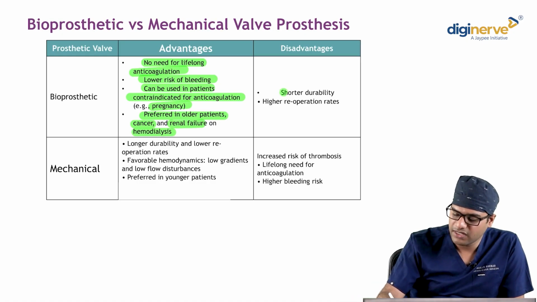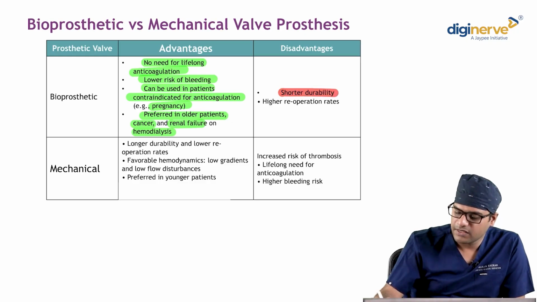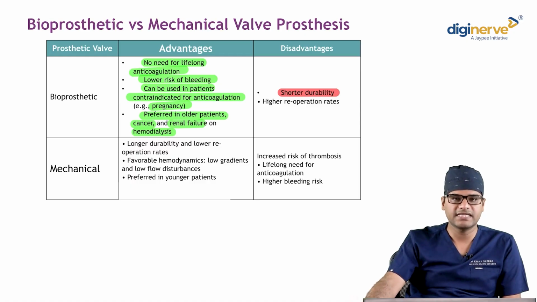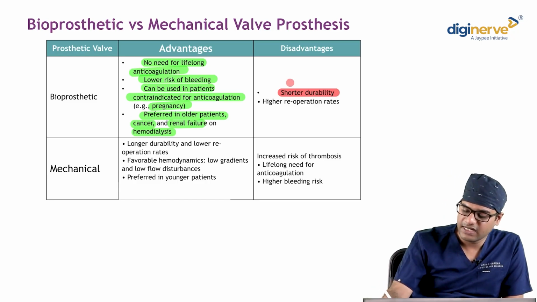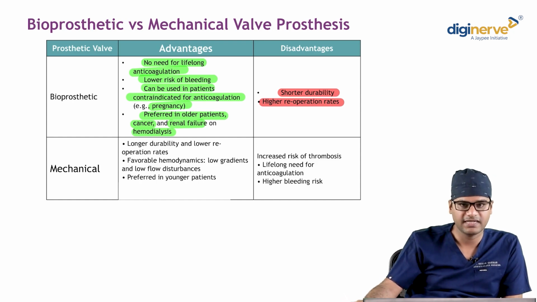Next, preferred in older patients, cancer patients, and renal failure and hemodialysis for the same reason as anticoagulation. Shorter durability, yes, because the valve undergoes very early degeneration and calcification and tearing, and this leads to a shorter durability of the valve. When it is put in younger patients, there is a lot of reoperation risk. That is the disadvantage of bioprosthetic valve.